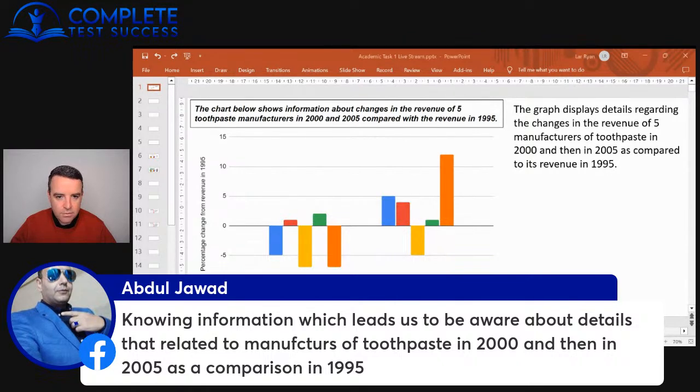Abdul: knowing information which leads us to be aware about details, the related manufacturer toothpaste in 2000 and then in 2005 as comparison to 95. So this is a paraphrase. It's a little bit too complicated, Abdul. What you want to do is keep it to the same meaning as the original question. So just start off with the chart. The question says the chart, and then you would paraphrase that. We've paraphrased it by saying the graph. If you want to use another word, as long as it has the same meaning, that's fine.